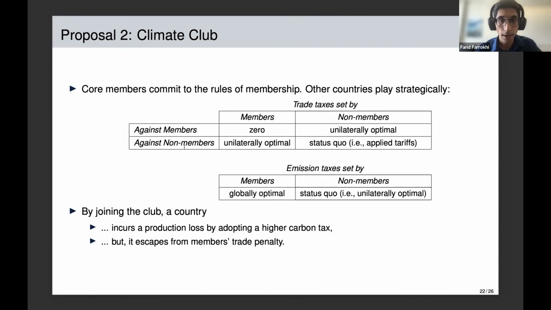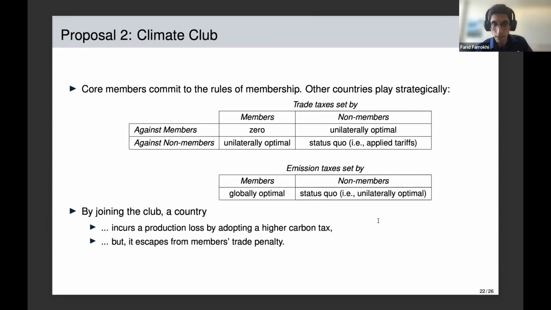And if you are a non-member, you can also retaliate against members. And in terms of trade taxes with respect to other non-members, you do nothing, you stay at status quo. In terms of carbon taxes, if you are a member, you raise your unilaterally low value of tax to the globally optimal one, which is higher. And if you're a non-member, you stay at status quo.